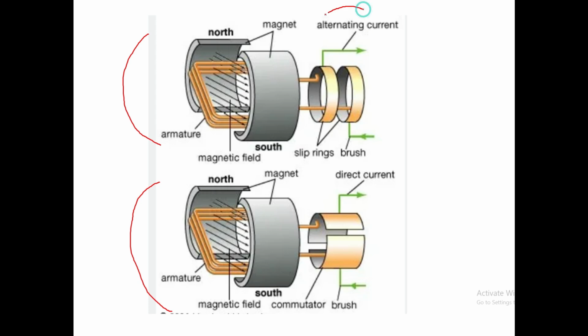the output is alternating current, the output is DC, the current is collected through brushes. And see here, these are called slip rings and these are called split rings. Split rings or commutator. Hence, this is a DC generator as the load is having unidirectional current.